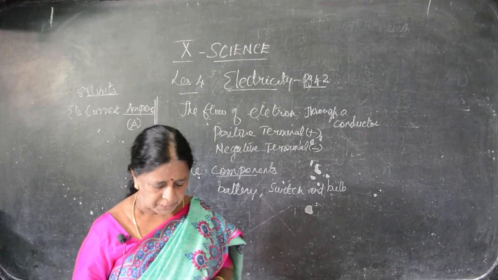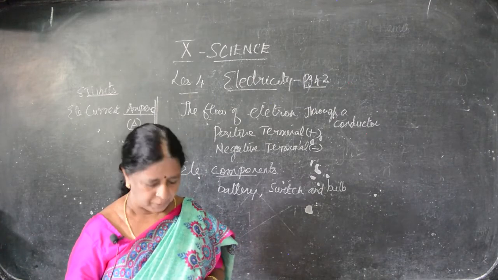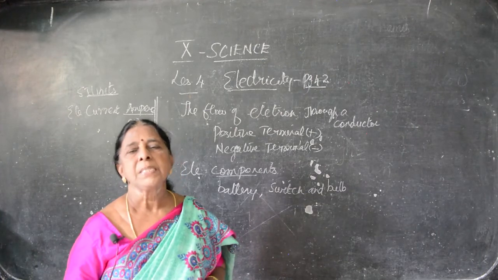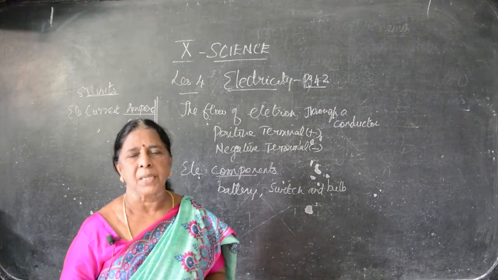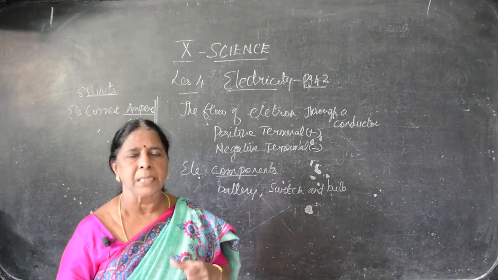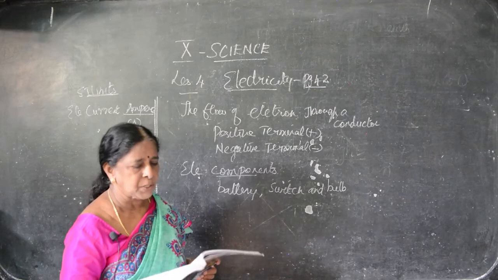The electric potential at a point is defined as the amount of work done in moving a unit positive charge from infinity to the point against the electric force. That is how much electricity it holds. This is known as what? Electric potential. That is how much electricity it holds.